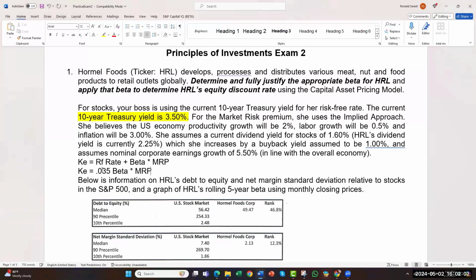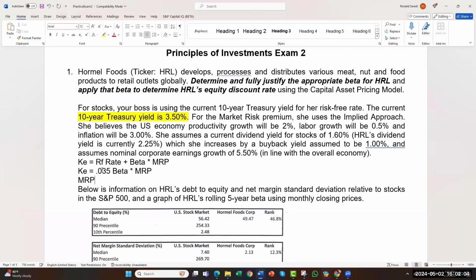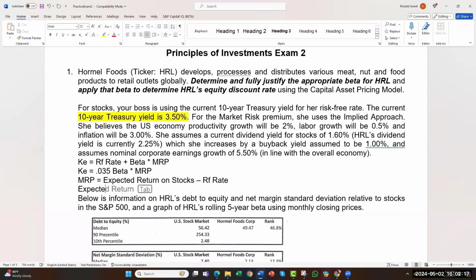the market risk premium. So let's get the market risk premium. Market risk premium is going to equal, we're using an implied approach, so the expected return on stocks minus the risk-free rate. The expected return on stocks is going to equal dividend yield plus maybe buyback. Is someone catching me saying something? Yield plus expected earnings growth. So we can go get those numbers.